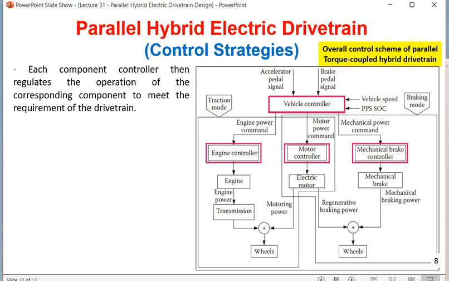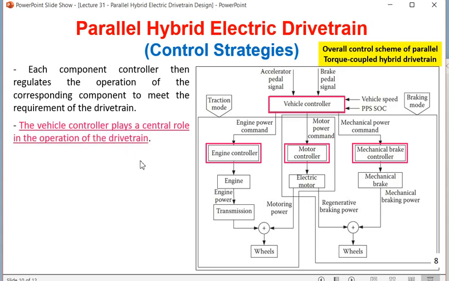Engine controller will be controlling the valve opening and closing, exhaust opening and closing of the engine. All those things are very much required. So each component controller then regulates the operation of the corresponding component to meet the requirement of the drivetrain.